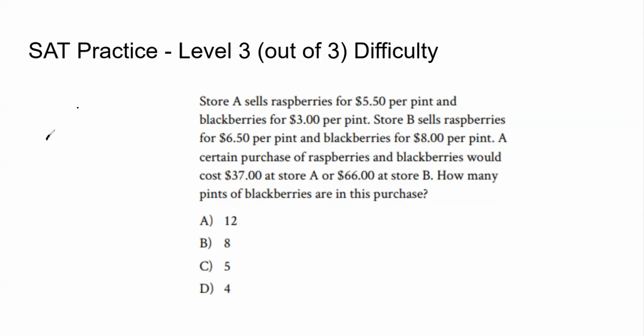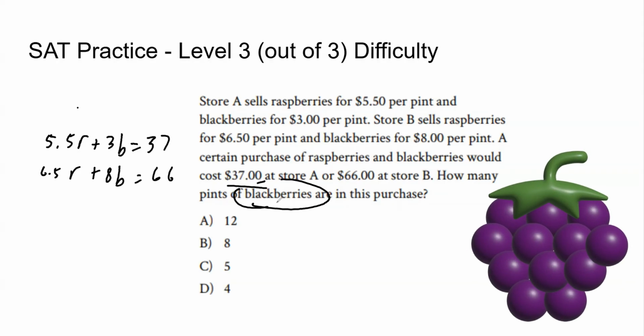Store A is 5.5 per pint for raspberries, so I'll do 5.5R plus $3 for blackberries, 3B, equals 37, and that's what you get right there. Then the second store, B, is 6.50R plus $8 for blackberries, and that's going to equal 66. Now it wants to know how many pints of blackberries, and that's the key here.